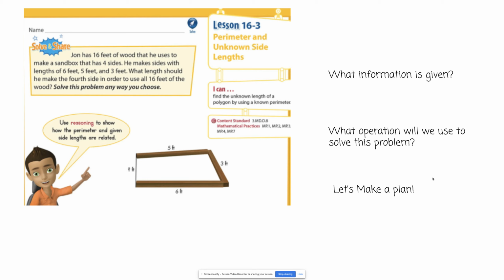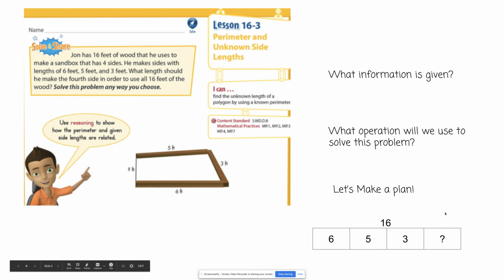Let's make a plan. Well, we know that the total is 16 feet, and we know that the 3 sides are 6, 5, and 3. We have an unknown side. So what we need to do is add the sides that we do know, 6 plus 5 plus 3, and get 14. And then we need to subtract it from the whole, which is 16. So the missing side would be 2.